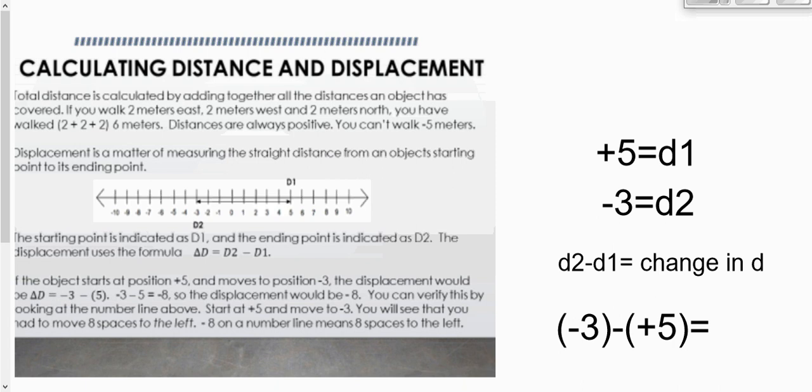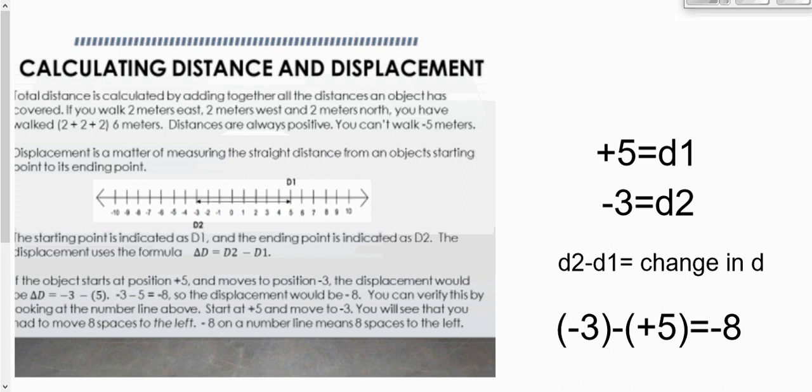So -3 minus +5 is equal to -8. So this is one way that we could calculate how far we've moved. I've moved -8. I've moved 8 spaces in the negative direction.